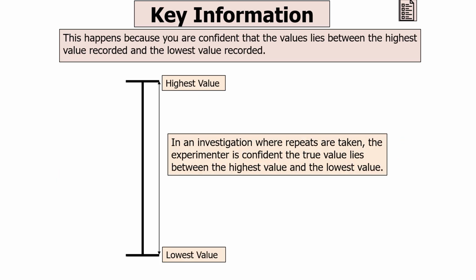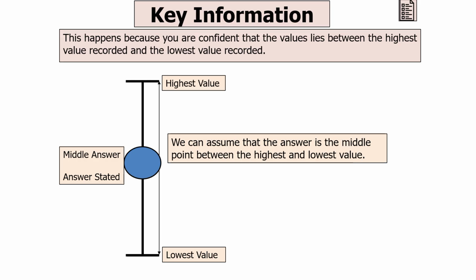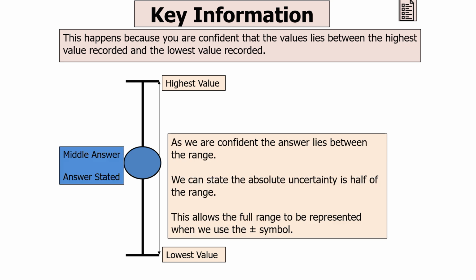As we said before, this happens because you're confident that the value lies between the highest value recorded and the lowest value recorded. In an investigation where repeats are taken, it must lie within this range. So we can assume that the answer is the middle point between the highest value and the lowest value. We can therefore state that the absolute uncertainty is half of the range, and it allows the full range to be represented when we use the plus or minus symbol.